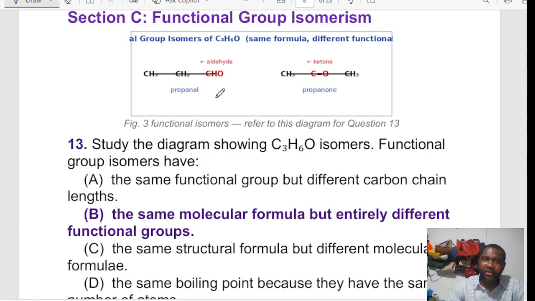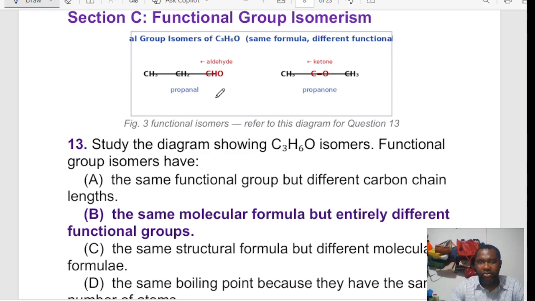In this video I'm continuing the series of MCQs on isomerism. In the previous video we saw questions on chain isomerism and positional isomerism, and here we are going to continue. Hopefully we see the rest in this video. So here we look at functional group isomerism. Functional group isomers have different functional groups.